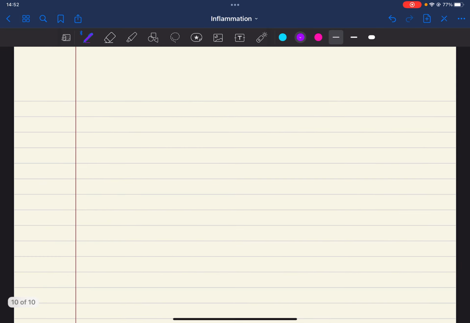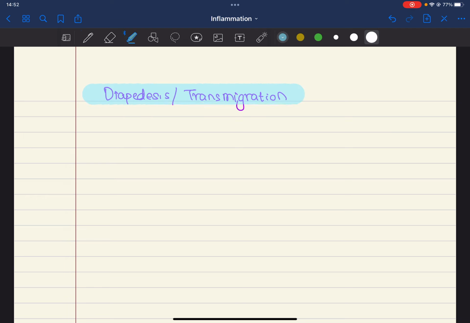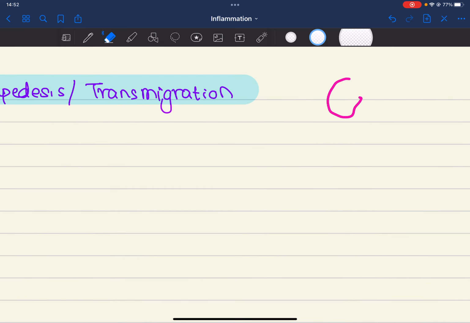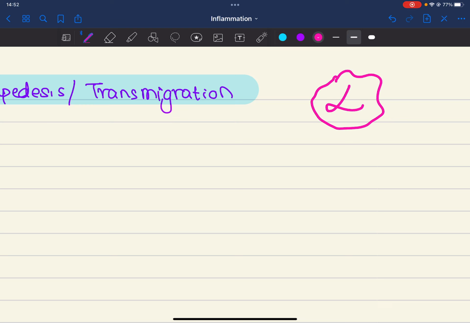Now they are paving the endothelium. Now they need to be extravasated. That's called extravasation, the WBC coming out from the blood to the tissue. That is known as diapedesis, also known as transmigration. This thing we'll now discuss. How does transmigration happen? Now they are already adhered to the endothelium.